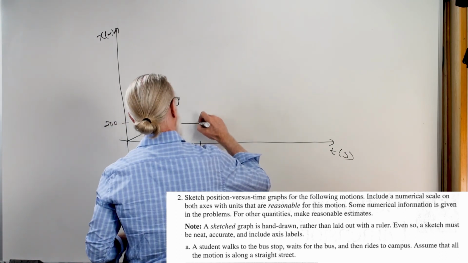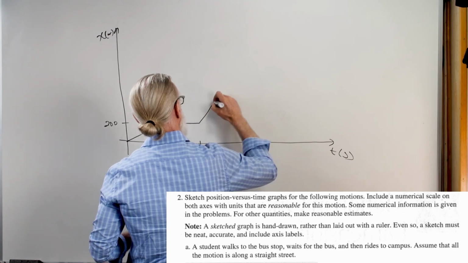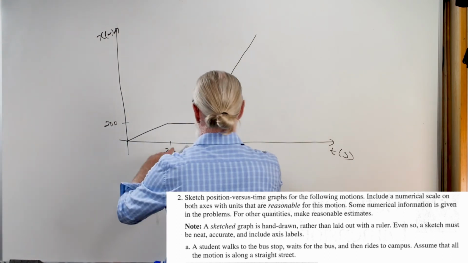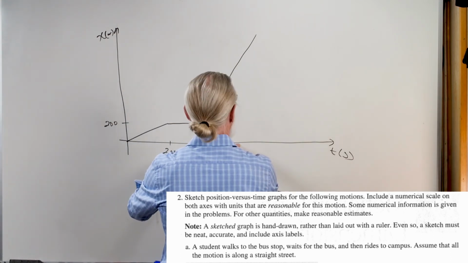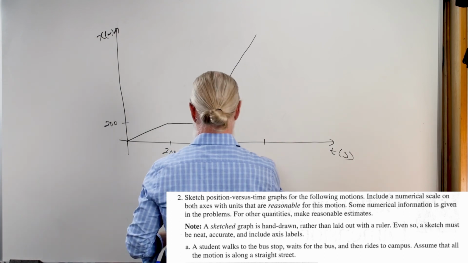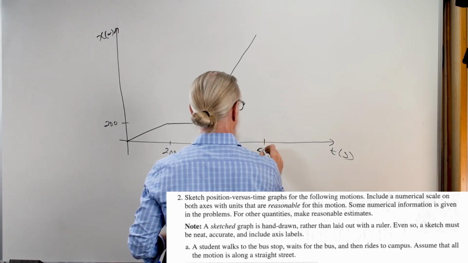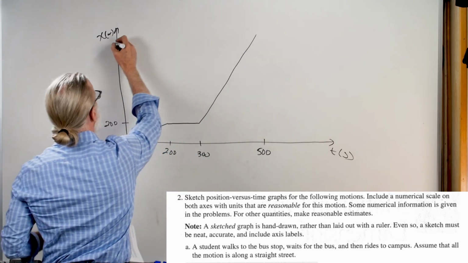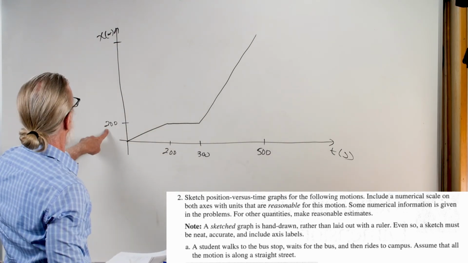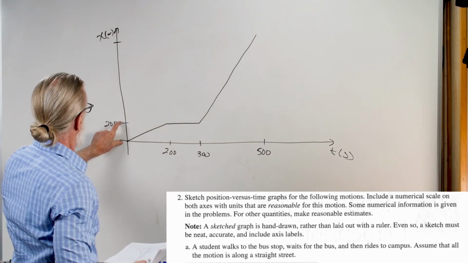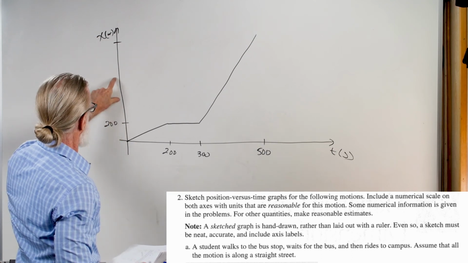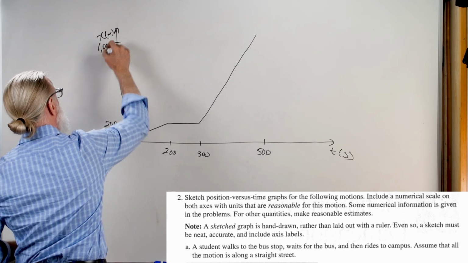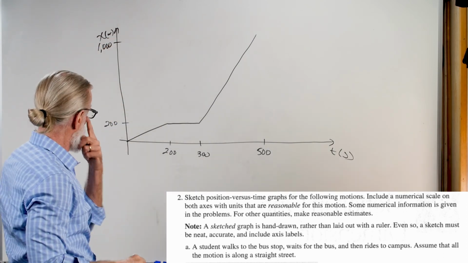Of course, the bus is going to move faster, so the line is going to be steeper, something like this. The bus goes faster than that. Let's see if this worked out. There's 100. Let's say that's 500 seconds. And let's say that's 200 meters, 2, 4, 6, 8, 10, so 1,000 meters, something like that.